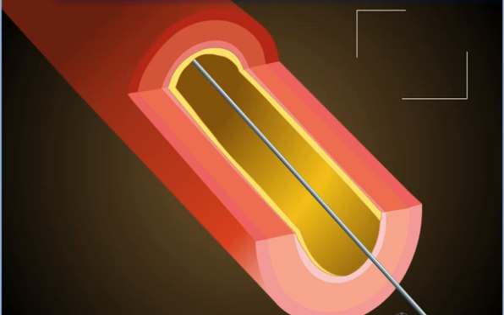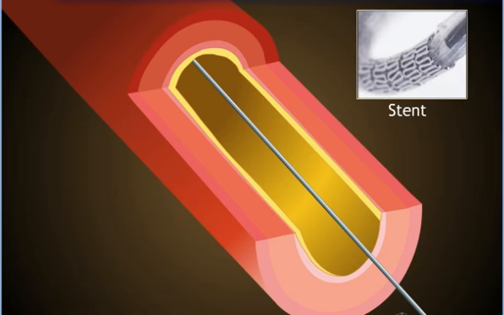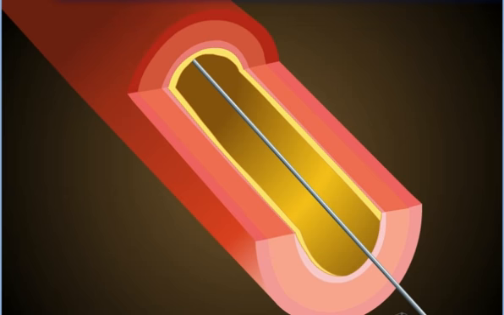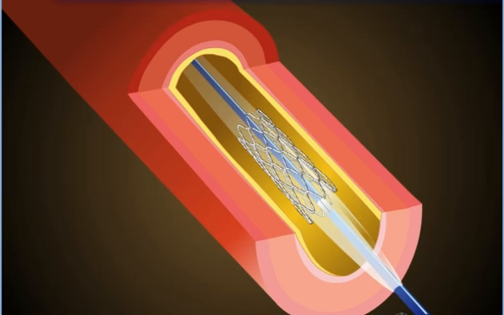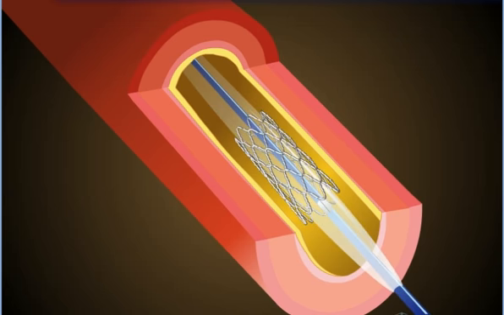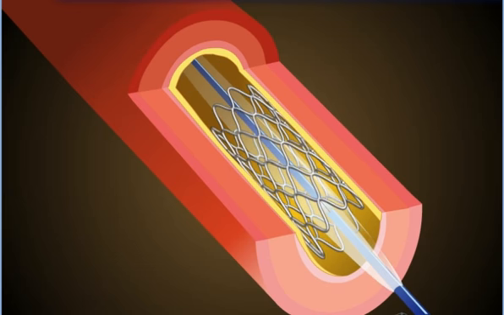Once the artery is widened, a device called a stent is usually placed in the artery to act as a support. The stent helps to prevent the artery from narrowing again after the angioplasty. It is placed on a balloon catheter and guided to the blockage. When the balloon inflates, the spring-like stent expands and remains in the artery permanently to hold it open and improve blood flow to the heart.